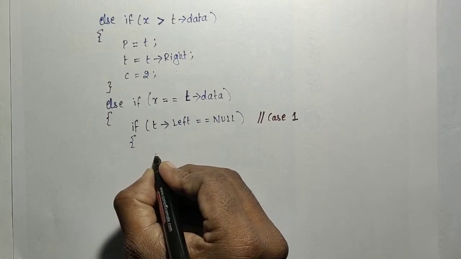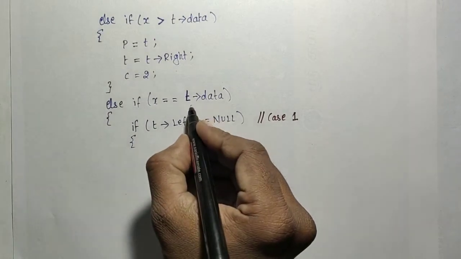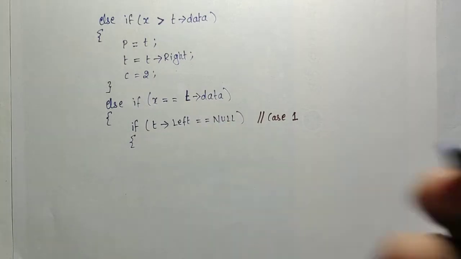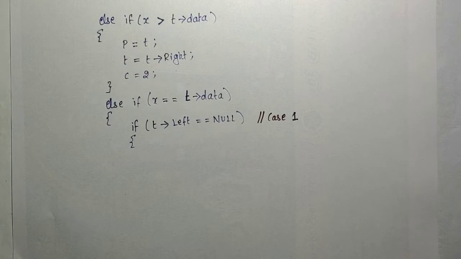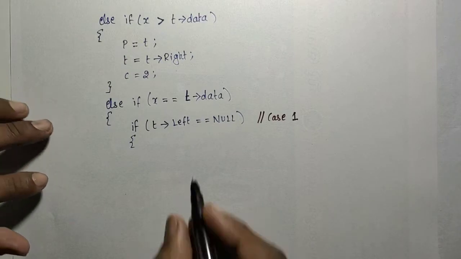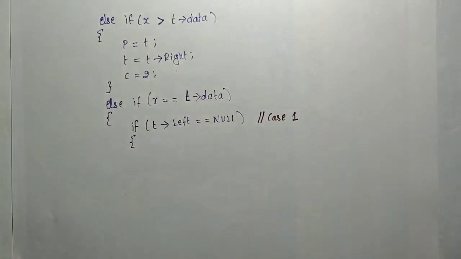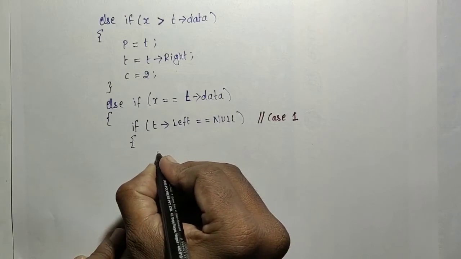How can we check if t is a root? We've got the data to be deleted. If t is pointing to the same root, in that case I need to delete the root itself. So how can we check if t is pointing to the root? Either we can check t equal to r, or p equal to null. When t is pointing to the root, p will be null. So you can use either.